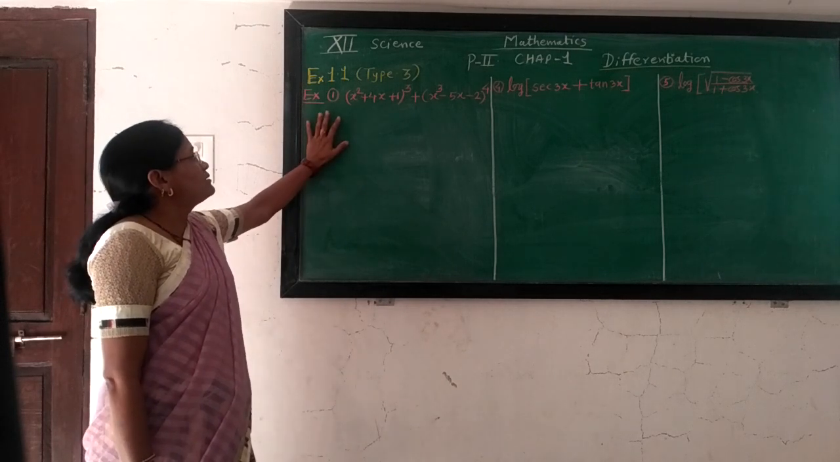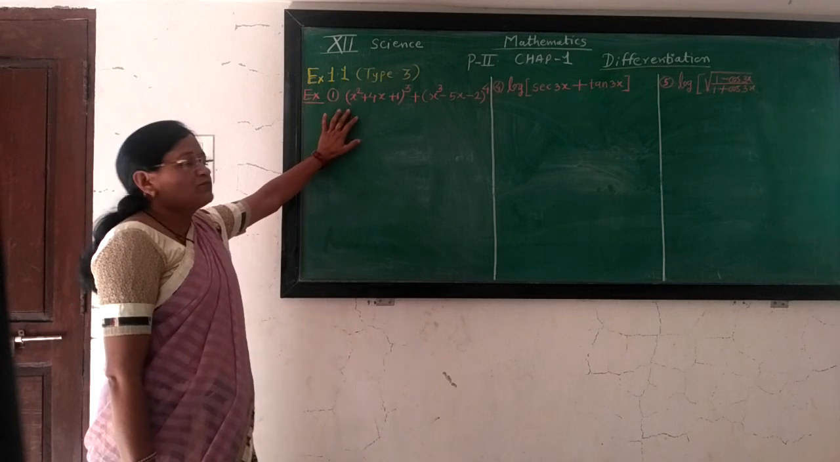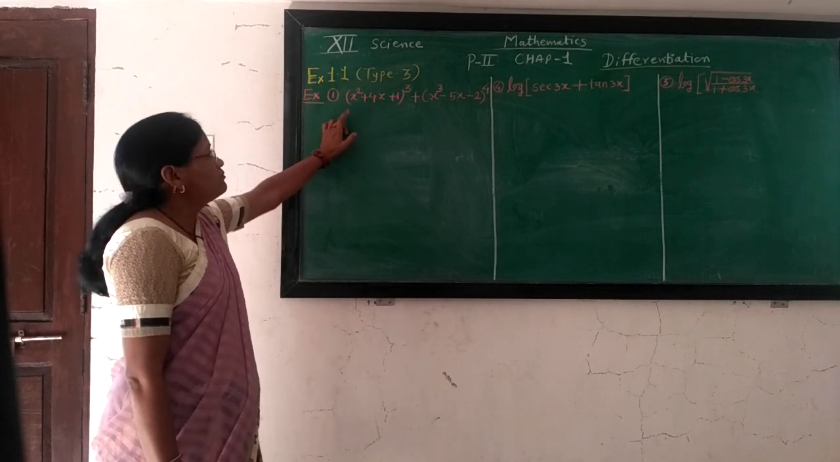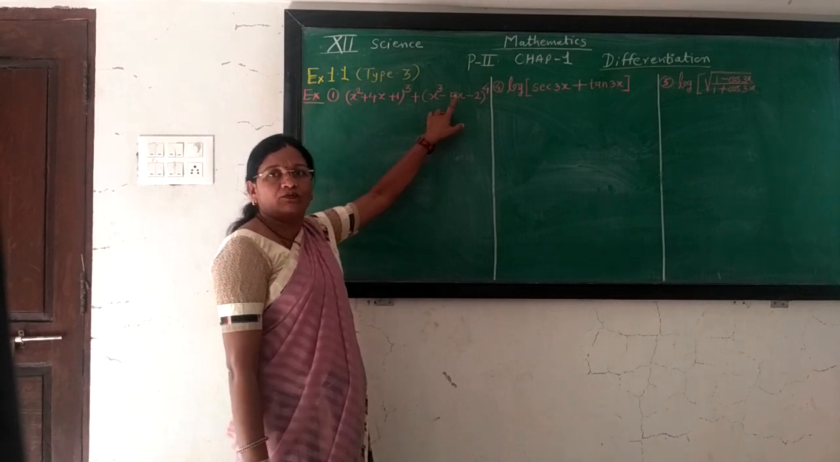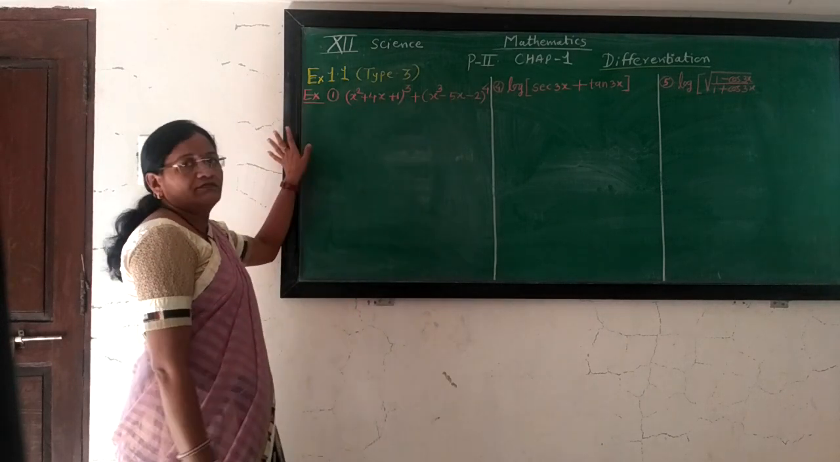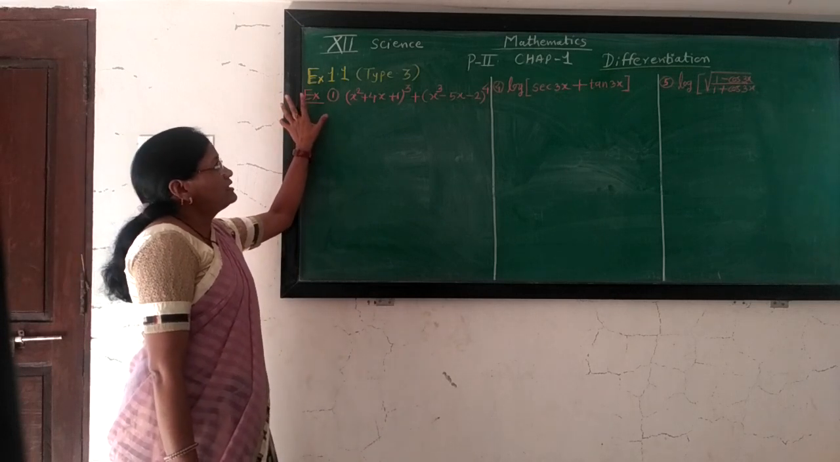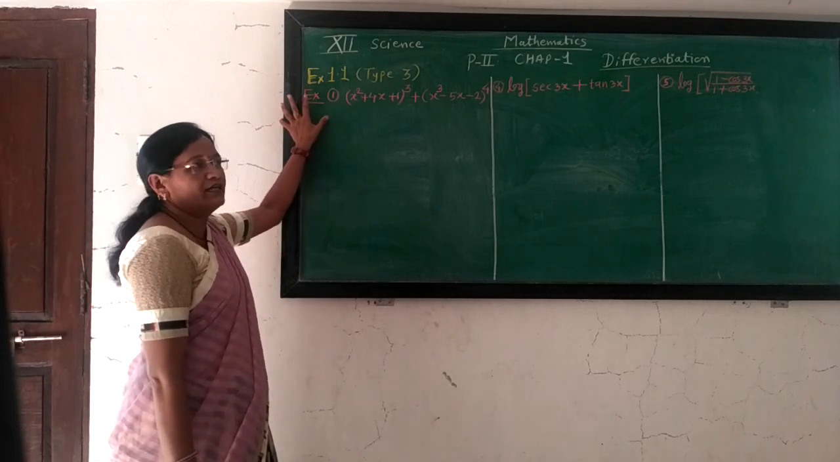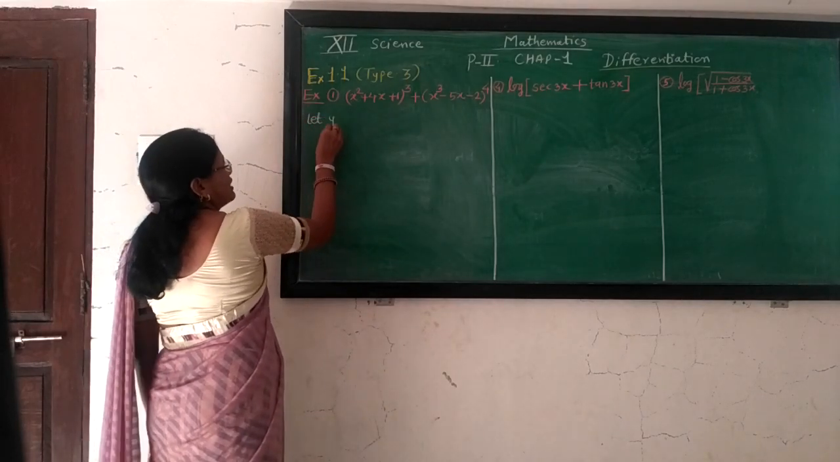Now the first example of this type 3 is (x square plus 4x plus 1) bracket cube plus (x cube minus 5x minus 2) bracket raised to 4. We have to differentiate this with respect to x. Our instruction for this type is differentiation with respect to x. For this, first we take that function as y.